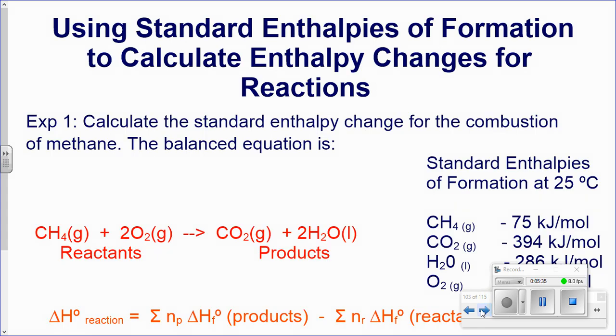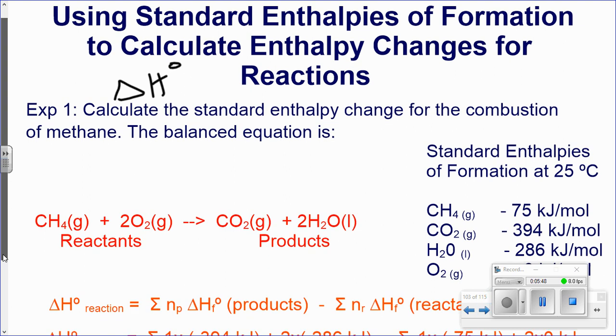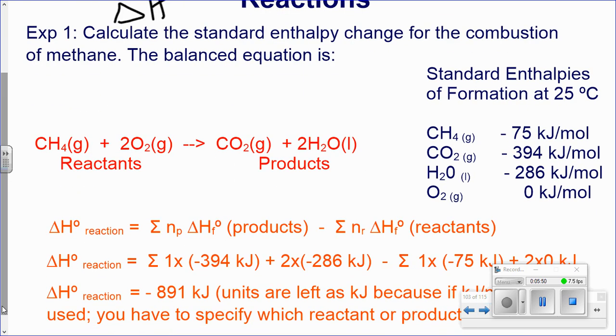Okay, so here's an example. Calculate the standard enthalpy change. So the delta H. So we're going to calculate the delta H standard for the combustion of methane, and here's the equation. So what we need, and we'll walk through this one real quick here. Here's our equation here. Okay. So we want to know what the enthalpy change is for this reaction.